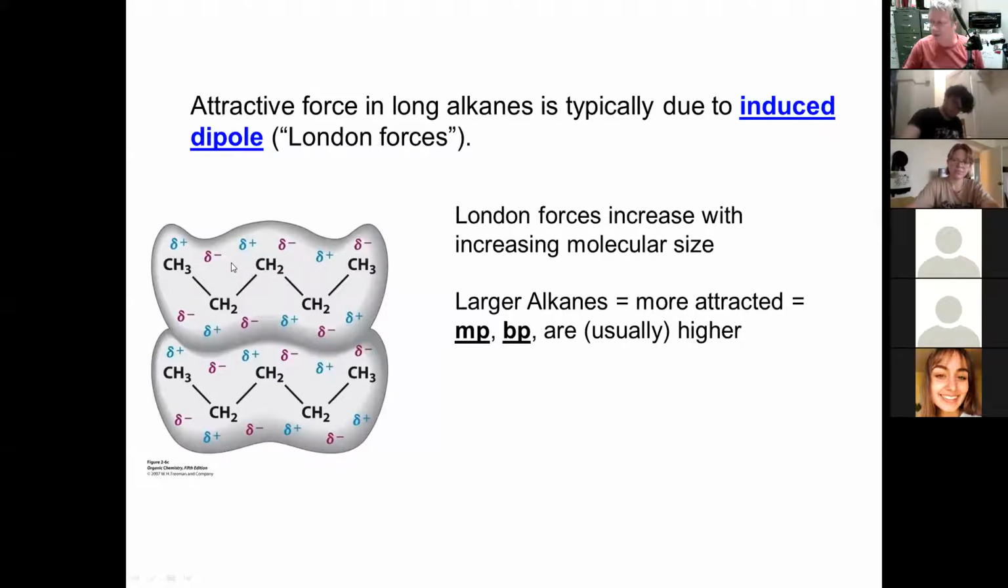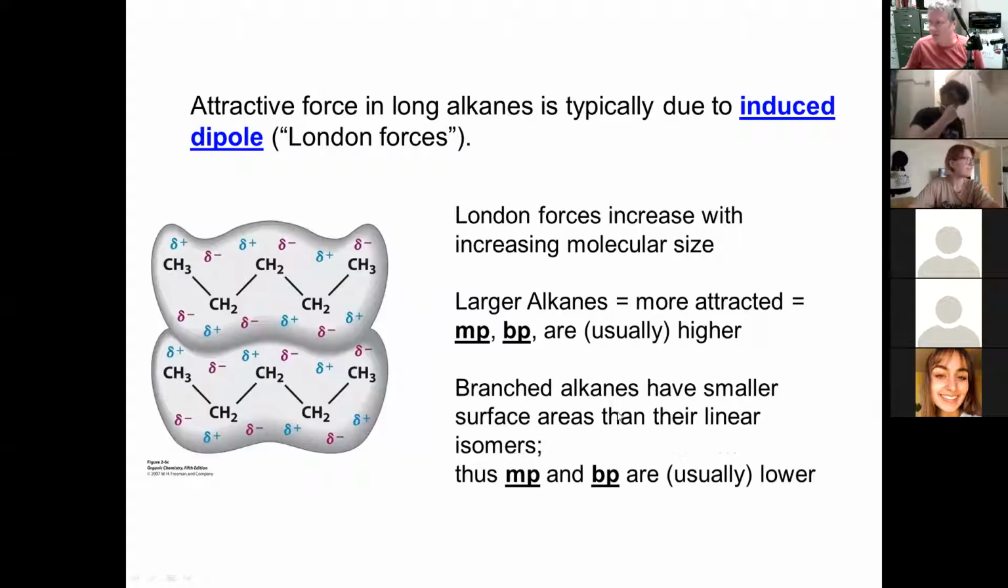So branched alkanes have smaller surface areas than their linear isomers, so the melting point and boiling point are lower. That's a general rule. Who has the highest boiling point? Like if I have 5 carbons in a row, or 5 carbons that are kind of branched out, the 5 carbons in a row are going to have the highest boiling point. All right.